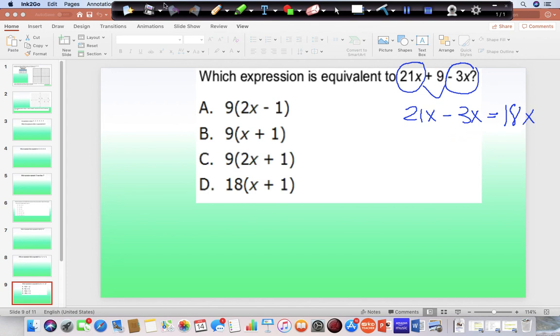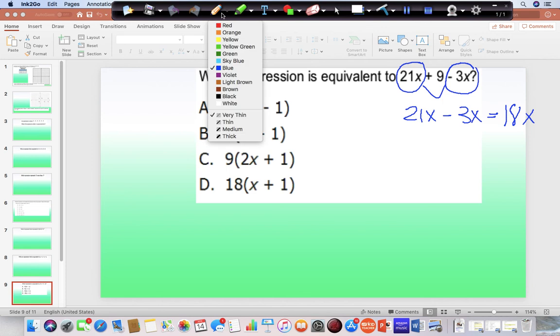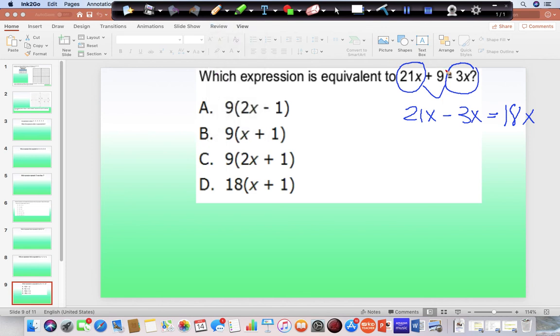But do not forget about the 9. The 9 is still part of your problem. You just cannot add it to your 18x. It won't go together. So you're going to have to keep them separate and show that you're adding them with the plus sign. So we have 18x plus 9. So we want to figure out which of our A, B, C, or D will give us that answer.